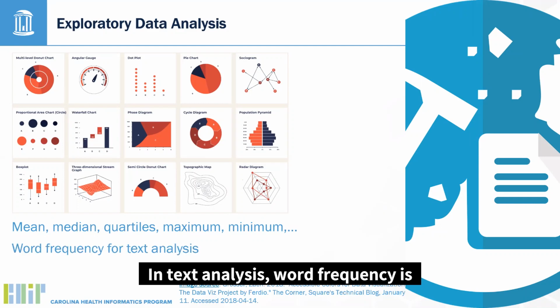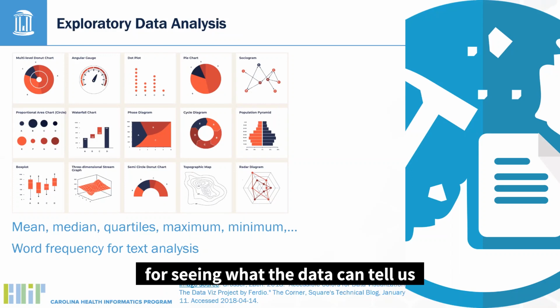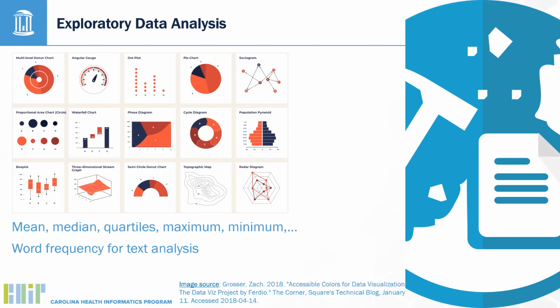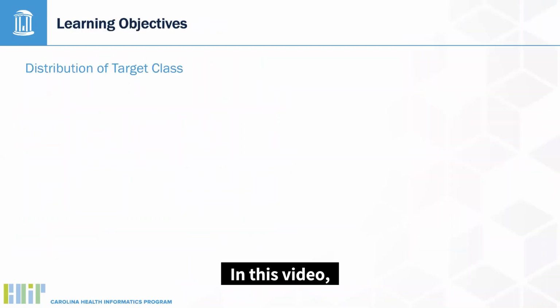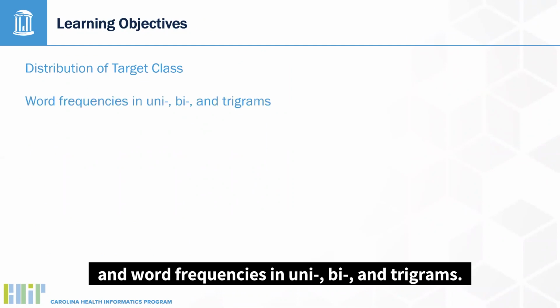In text analysis, word frequency is the most important metric for exploratory data analysis. A statistical model can be used or not, but primarily, exploratory data analysis is for seeing what the data can tell us beyond the formal modeling or hypothesis testing task. In this video, you will talk about distribution of target class and word frequencies in uni, bi, and trigrams.